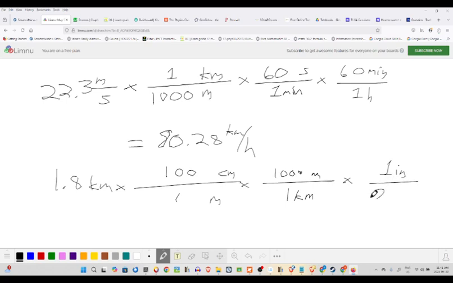And 1 inch is 2.54 centimeters. Just to track it, because there's a few here. These kilometers will cancel these kilometers. These meters will cancel these meters. These centimeters will cancel these centimeters. The only unit we'll have left is inches.